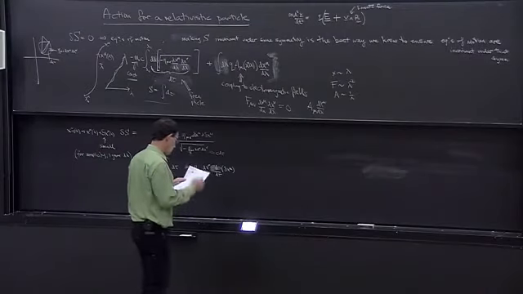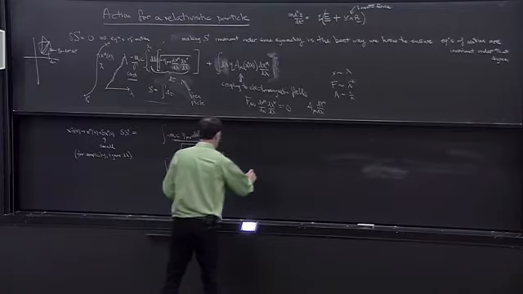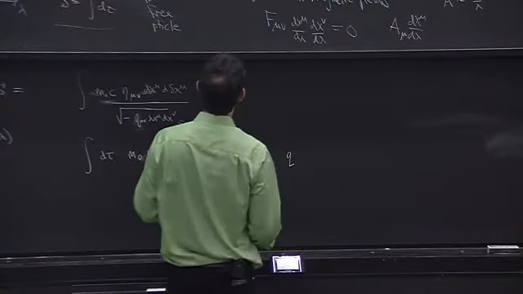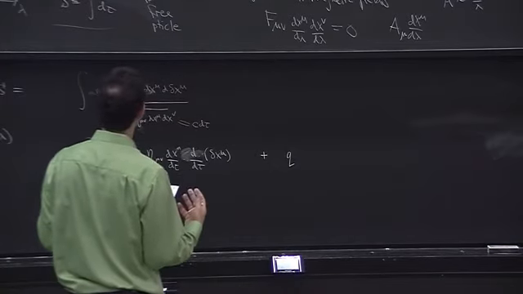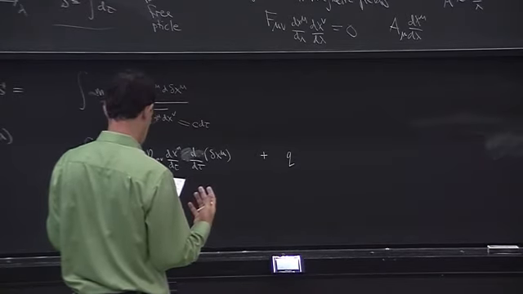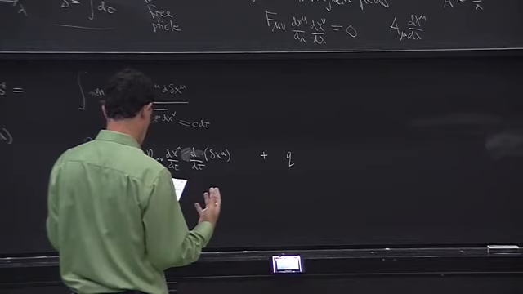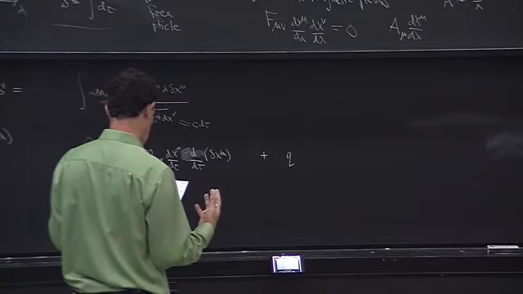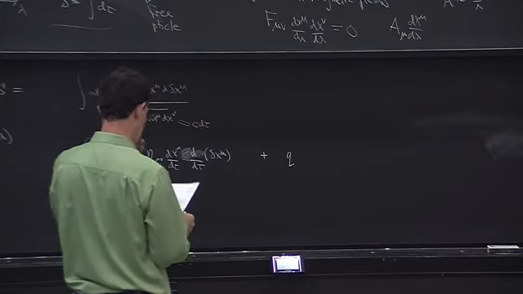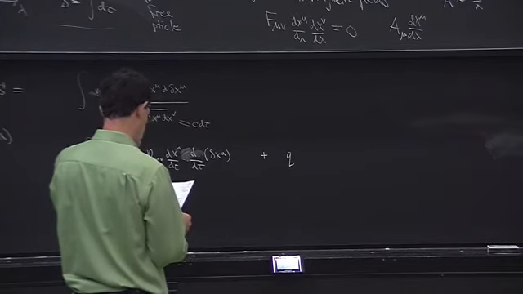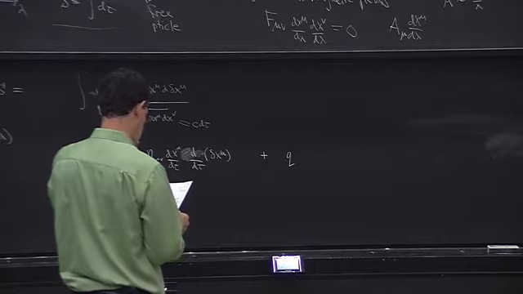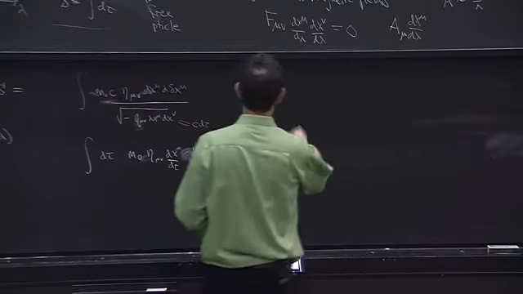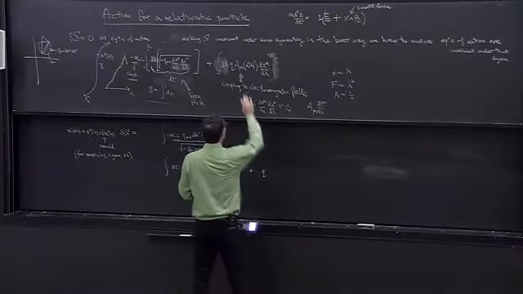Try and proceed. So what I get is plus Q. Yes. Okay, so what I get is plus. Now I've got to vary the A mu.